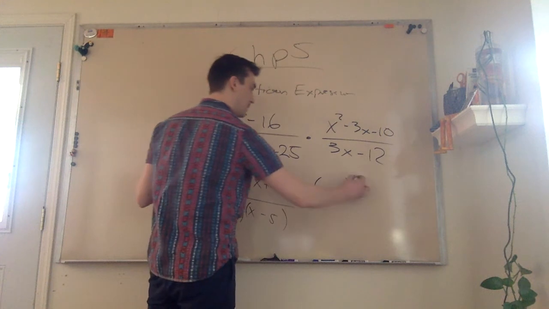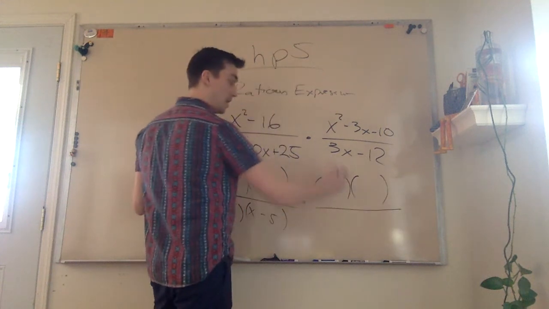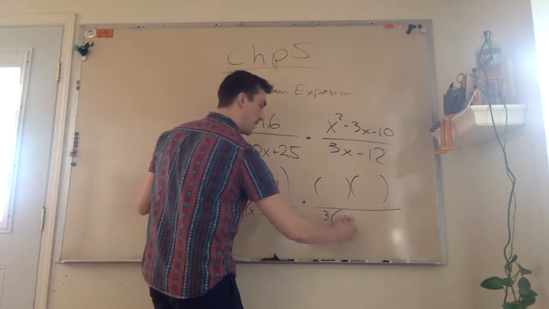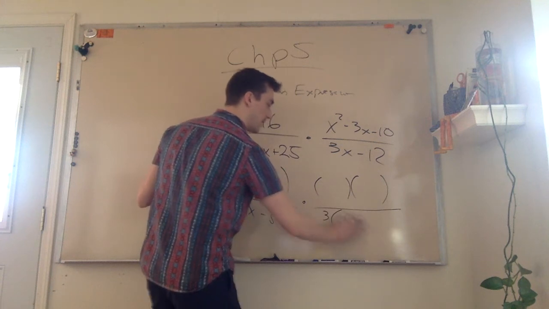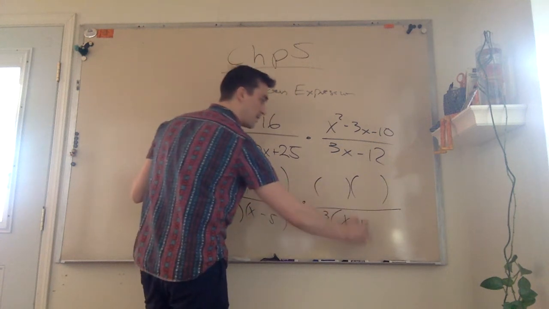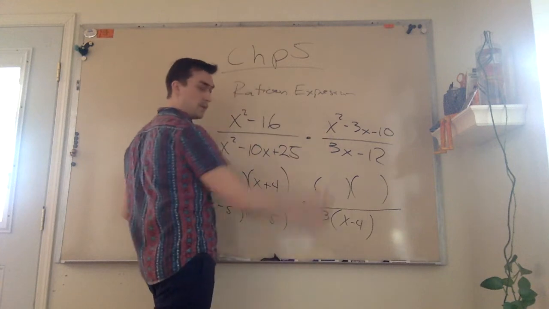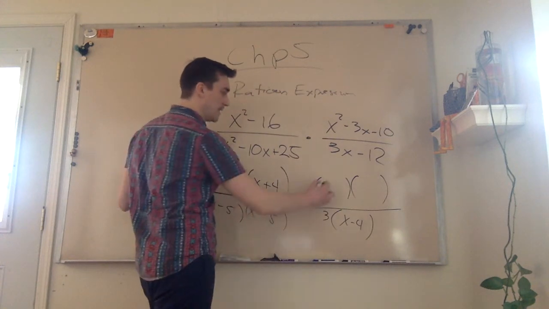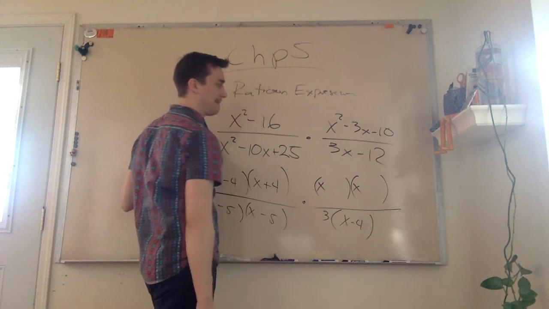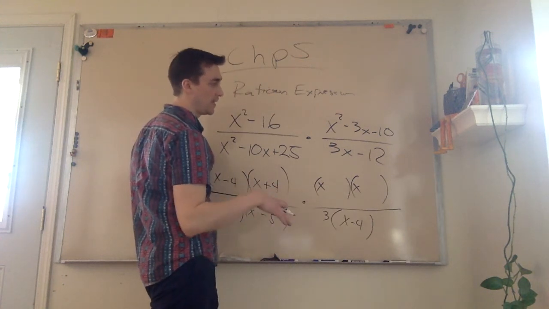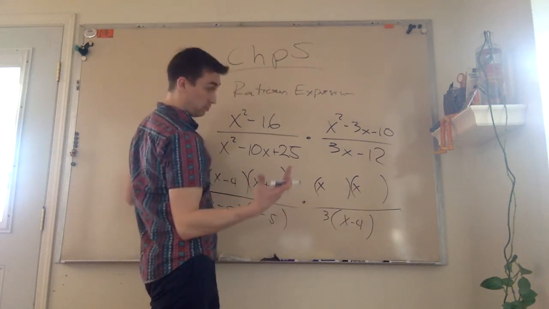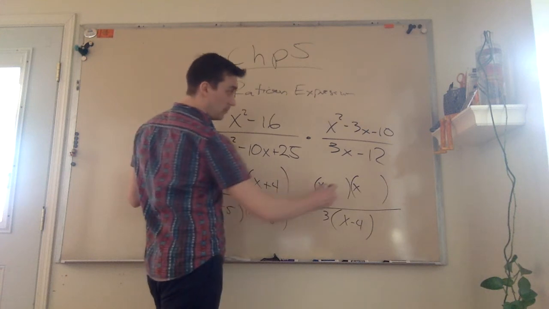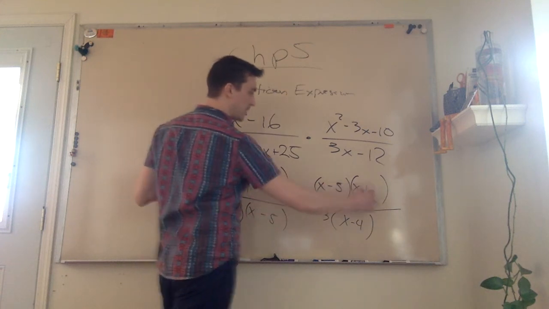This one, on the bottom, you can pull a 3 out and make it x minus 2. Oh, sorry. When you pull a 3 out, you get x minus 4. This one here is x and x. Two things multiplied at negative 10, add negative 3. Oh, it's 5 and 2. Minus 5 plus 2.